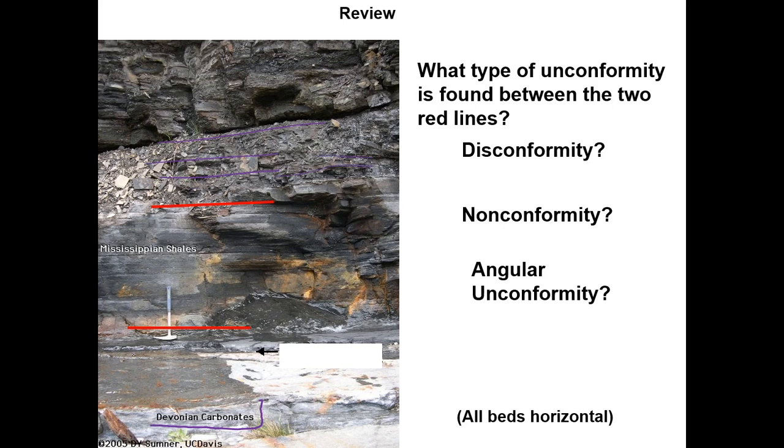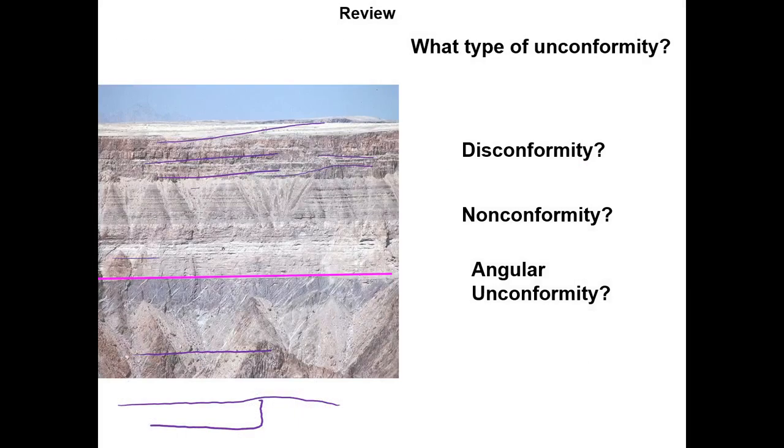Carbonates, these are limestone rocks. These have layers, they're sedimentary rocks. So what happens when you have sedimentary rocks on top of sedimentary? Is the angle between the Mississippian shale and the Devonian carbonates different? No, it's the same. So this is a disconformity. It's because all of the beds are sedimentary rocks and they're all parallel, but there's missing time there.